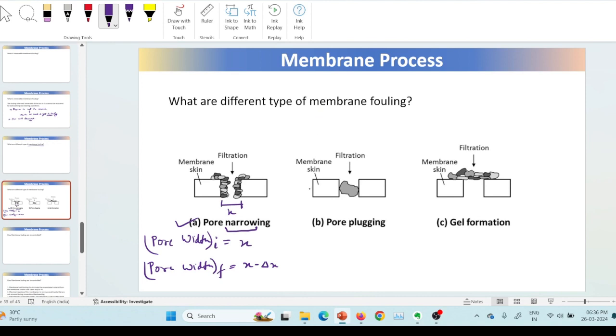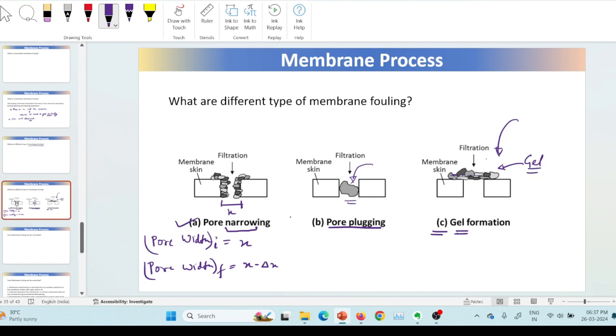Another type of membrane fouling is pore plugging. The pore is plugged with the particulate matter. During filtration, a particle comes and it will plug the pore of the membrane. So this is called pore plugging, and this will cause fouling. And the third one is gel formation. When we pass the water, gel will form over the pores. This is called gel formation.